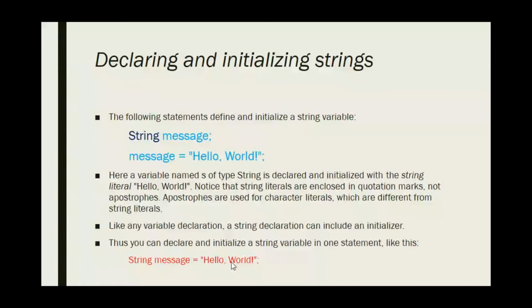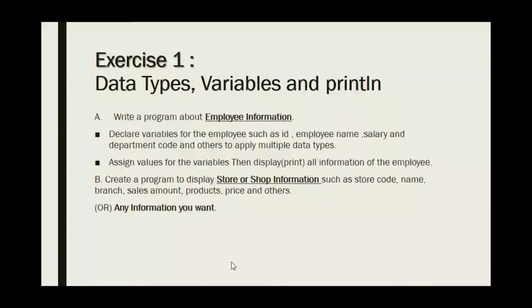No, teacher. Okay, let's move on with this first exercise. It says here, write a program about employee information. So we are to declare variables for the employees such as ID, employee name, salary, department code, and others. You can use multiple data types. Maybe for the ID you can use byte or short. For the employee name, you can use String, of course, because it's a sequence of characters. For salary, you can use double because it's a monetary value. Department code can be a character.